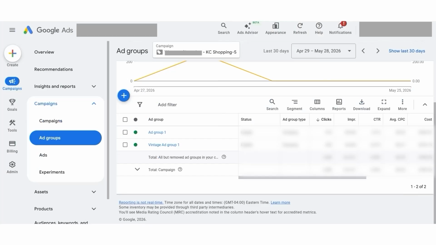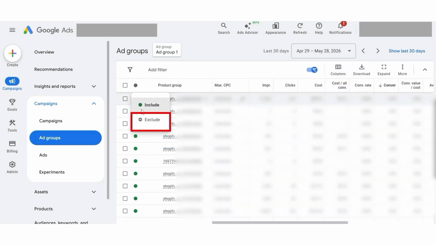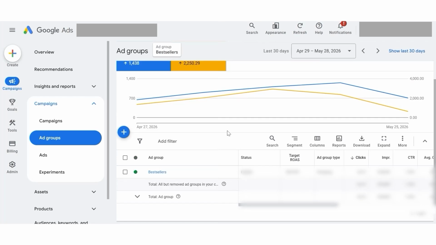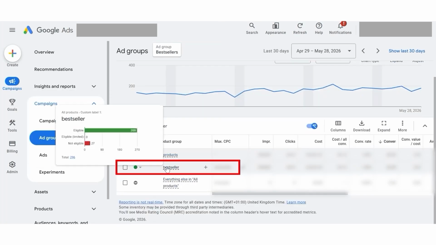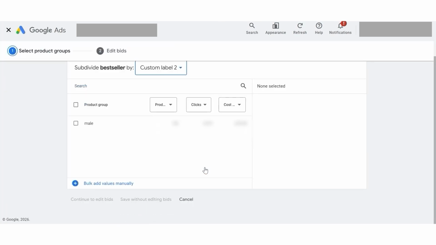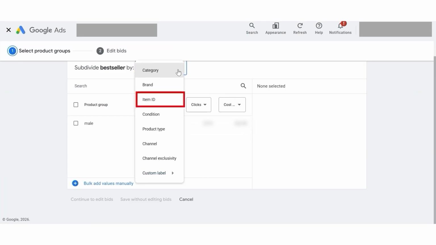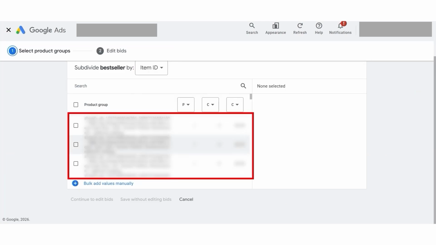Now, how you exclude it depends on how you segment your products. If you segment them by item ID, go into the product and exclude it directly. If you segment by brand, product type, or custom label, go back to your product group and click the plus icon next to it. Then subdivide by item ID and exclude the specific product from there.